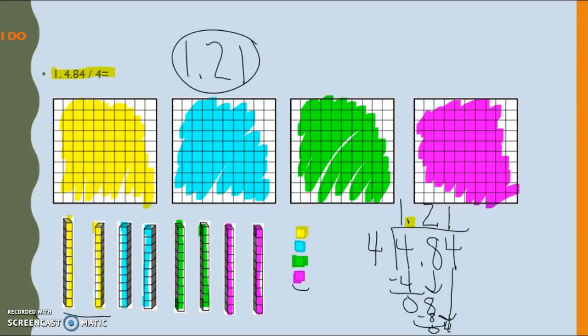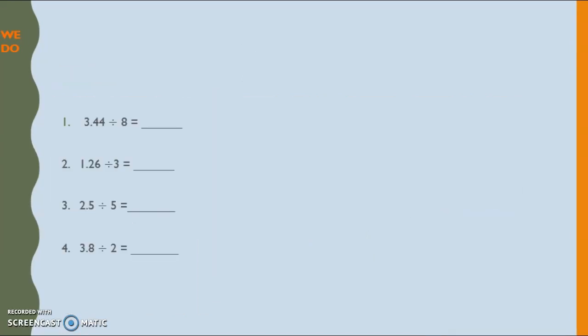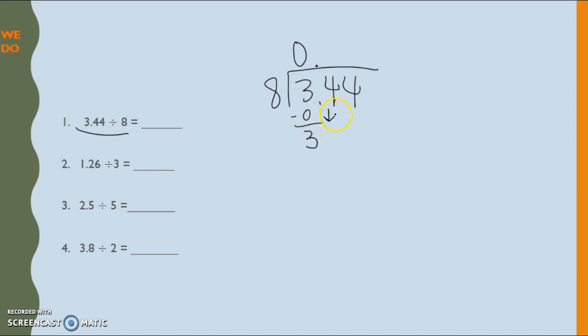Let's get some more practice. We will use the standard algorithm to solve our problem here. 3 and 44 hundredths divided by 8. Let's go ahead and place our decimal first. We can see that 8 does not go into 3, so we'll put a 0 here. 3 minus 0 is 3. And 8 goes into 34 4 times.